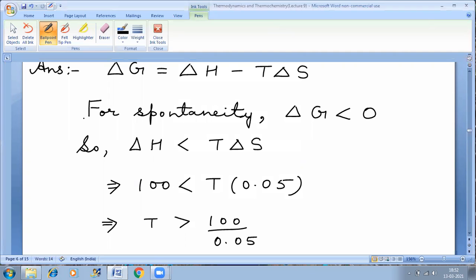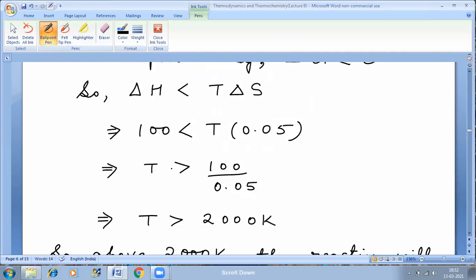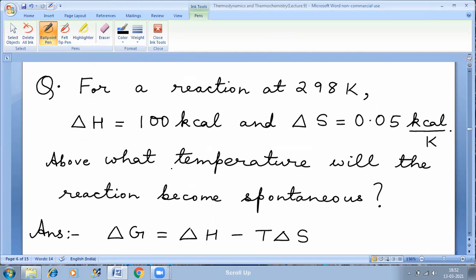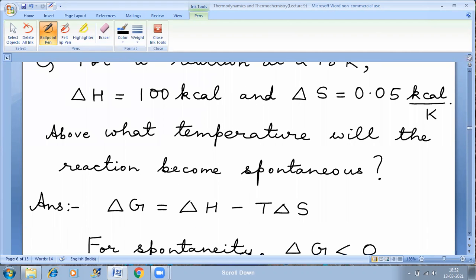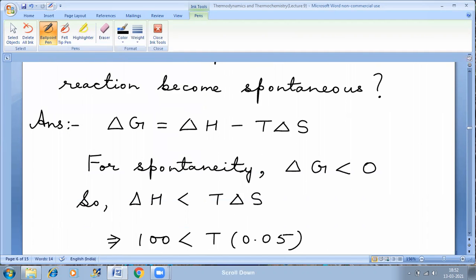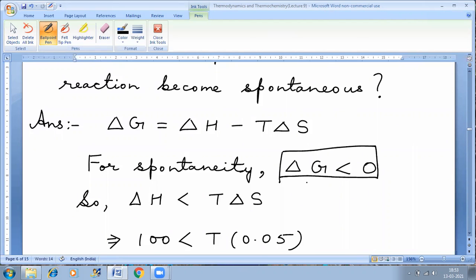So delta H is given as 100. Delta S is given as 0.05. And they're asking us above what temperature will the reaction become spontaneous. That is why we have used this equation, rather inequation, that is delta G is less than 0. Spontaneity, that means delta G should be negative. So for a spontaneous reaction, delta G is less than 0, negative means less than 0.